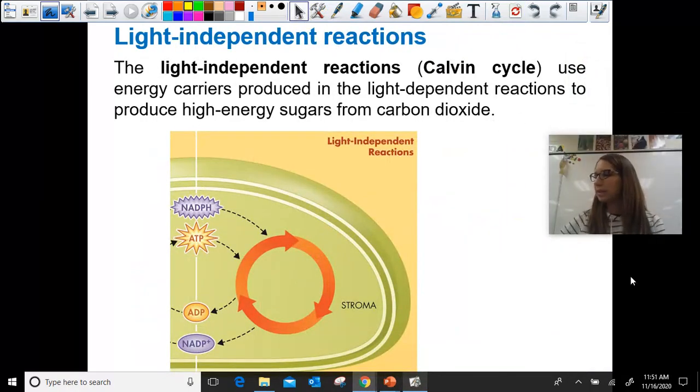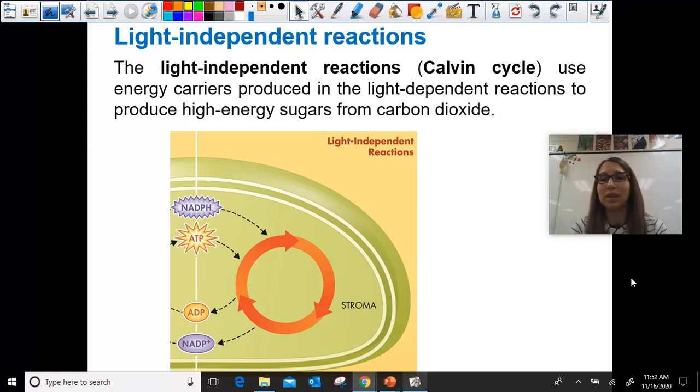All right, so here is that second stage, the light independent reactions, which by the way are also called the Calvin cycle. We call these light independent because they do not require sunlight. They can happen with or without sunlight. It's just not a necessity. Which is also the reason why we're talking about this happening in the stroma, where we have no chlorophyll. So these can actually happen at night.